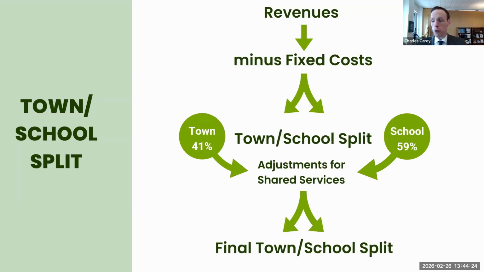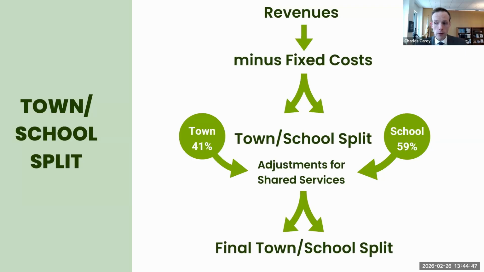This is the rubric that we've put in place to try and avoid these battles over who gets what, and be realistic in terms of how we allocate resources going forward based on needs. So our revenues come in. We have those fixed costs at top, and those include things like healthcare, pensions, et cetera. All that is taken off the top, and then everything remaining goes through this town school split.